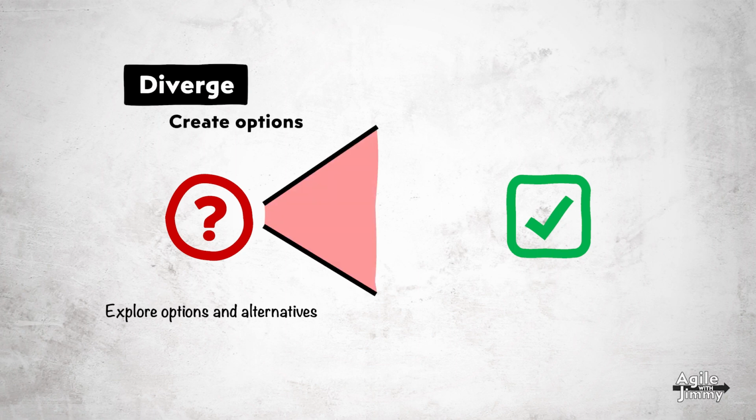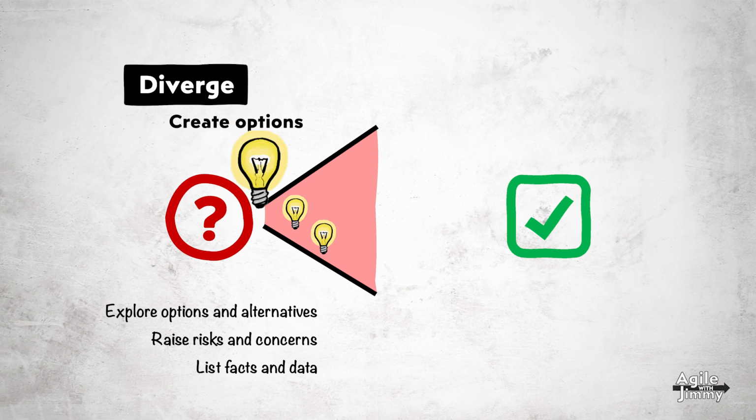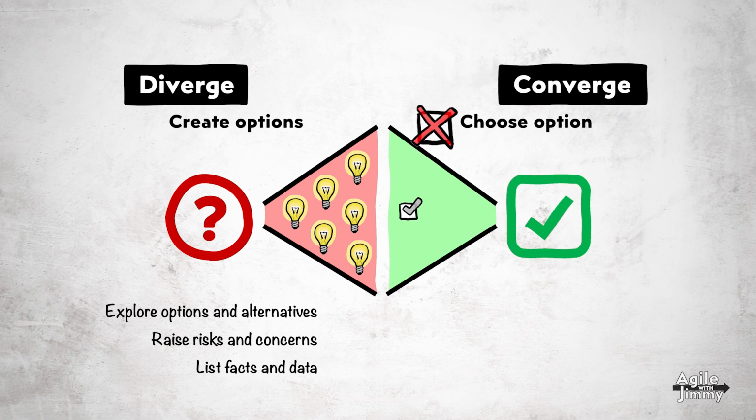A common model that describes the journey from a problem statement to a decision might look like this. Once we've stated the problem and what we want to accomplish, we explore. We explore options and alternatives. We list risks and raise concerns. We collect facts and data. The diverge phase. Once we've put all the cards on the table and presented alternatives, we try to narrow it down to one proposal that we can agree upon.